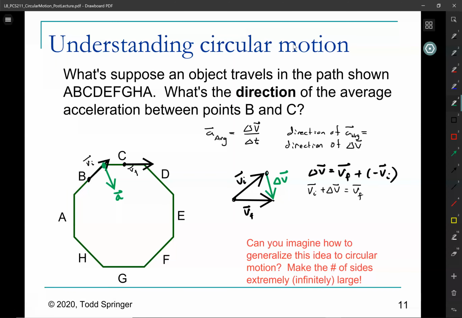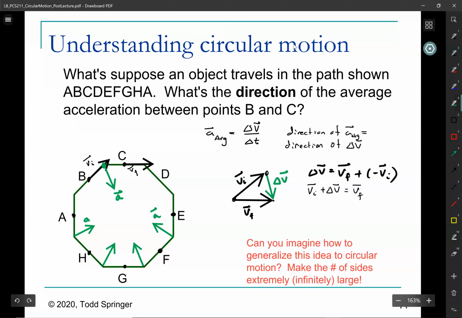Now, you could do this again with a bunch of other points, let's say E and F. So I invite you to try that. Write down the initial velocity at E, and then the velocity at F, and figure out the direction that points. If you do that, you'll find that it points this way. And you'll find that no matter which point you choose, the direction of the acceleration at each of those vertices is always pointing towards the center of this shape.